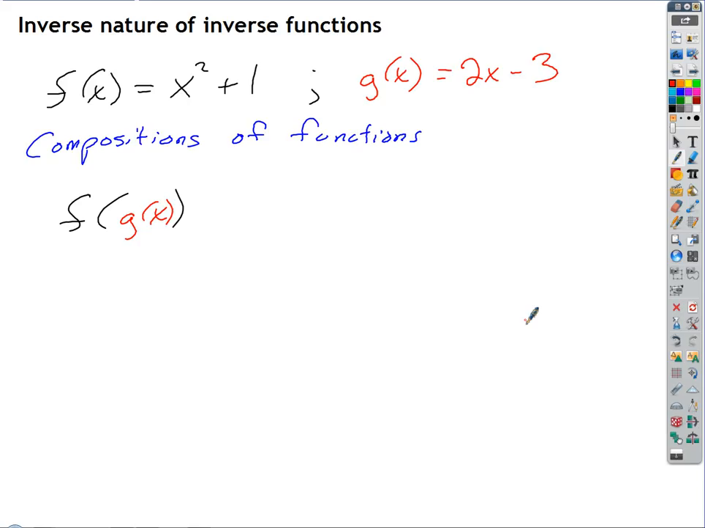Okay, so that's what this is, right? I mean, we can go further than that, obviously, but at the first level, we're putting something into f, and it's going to spit out that pattern, right? So we're going to get something squared plus 1, and in this case, the something is 2x minus 3, right? Okay, so then we can square that out.